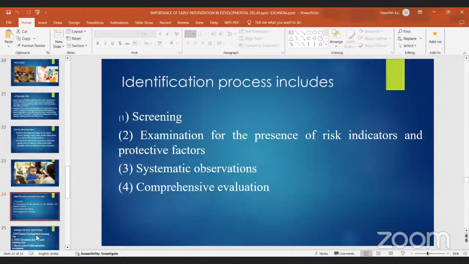Next, the identification process. What are the things we want to do in the identification? In this, screening is the very first important thing. Second is the examination for the presence of any risk factors and protective factors. Third is systematic observation, which means observing systematically at periodic times. Next is the comprehensive evaluation, how it has been evaluated. That is also very important in identification.